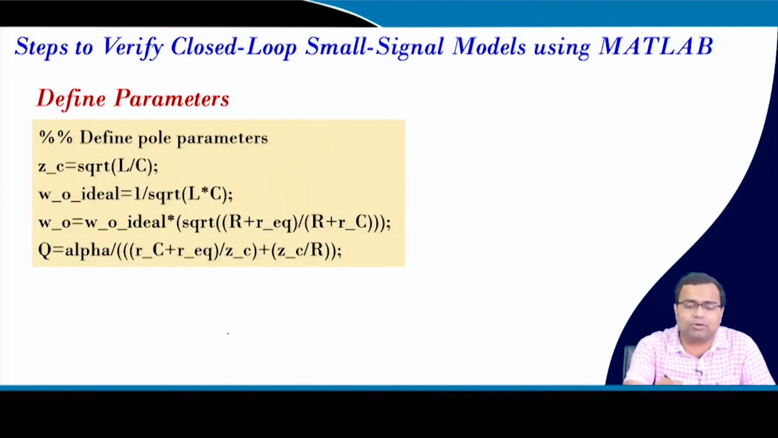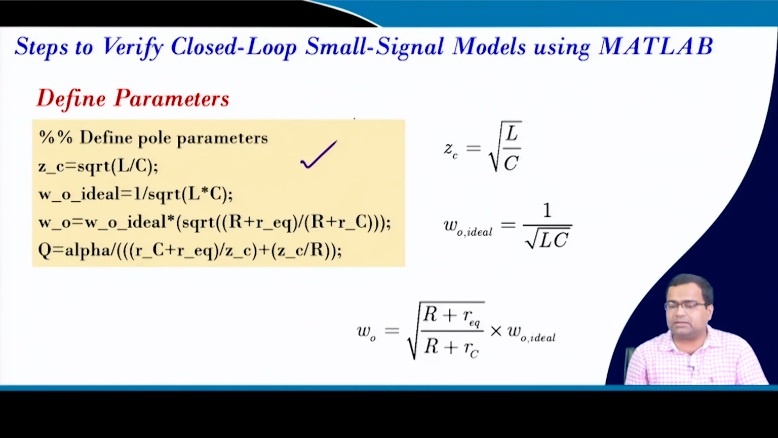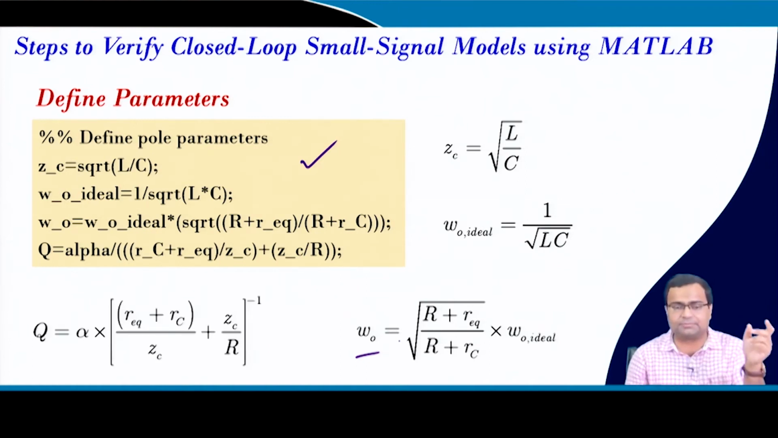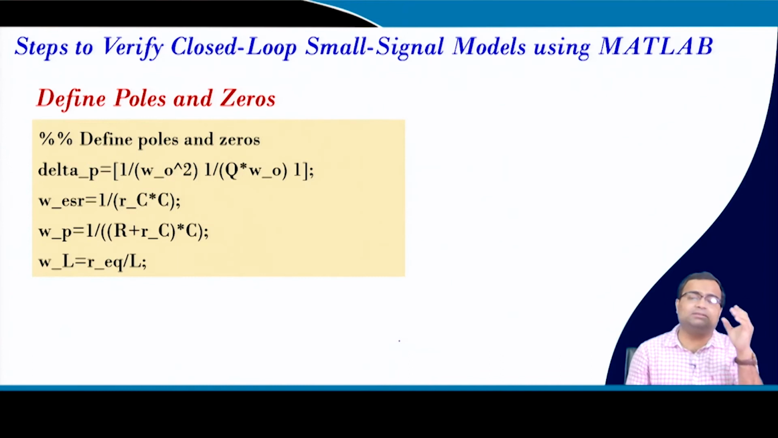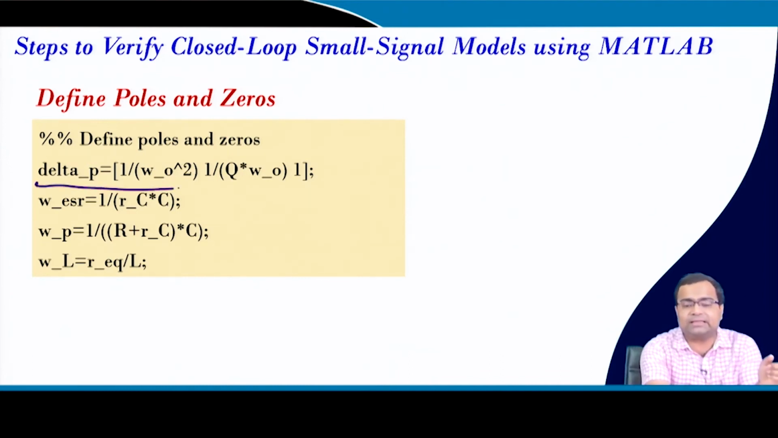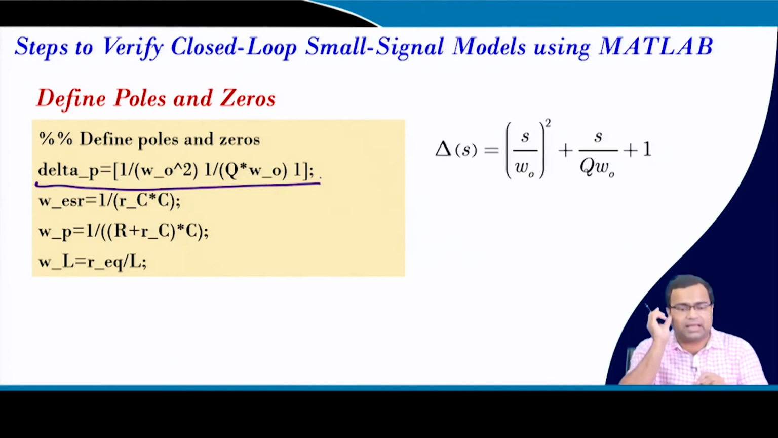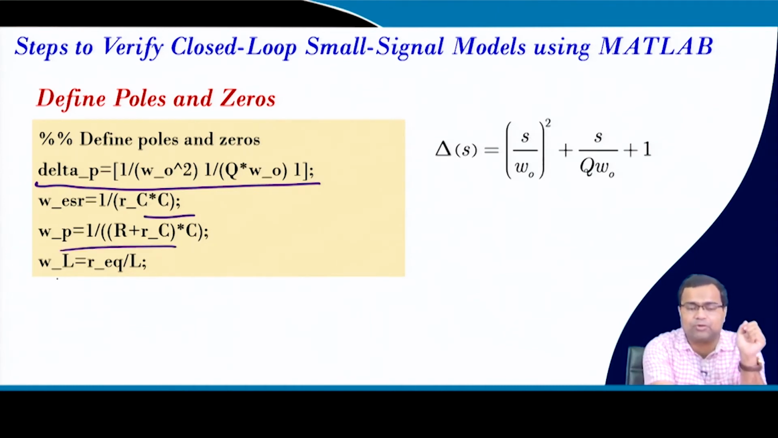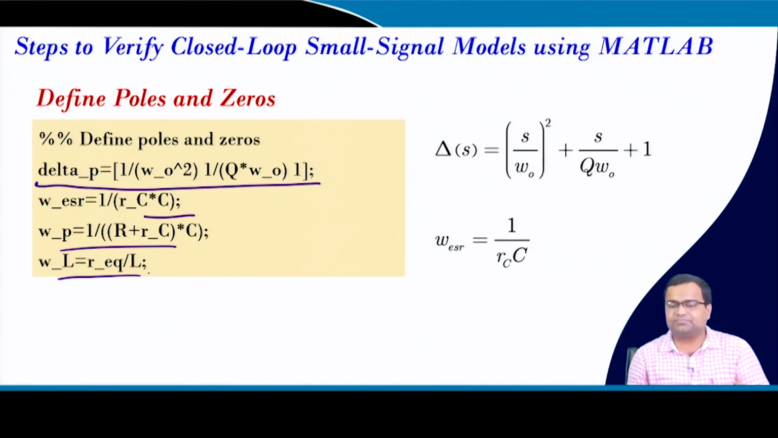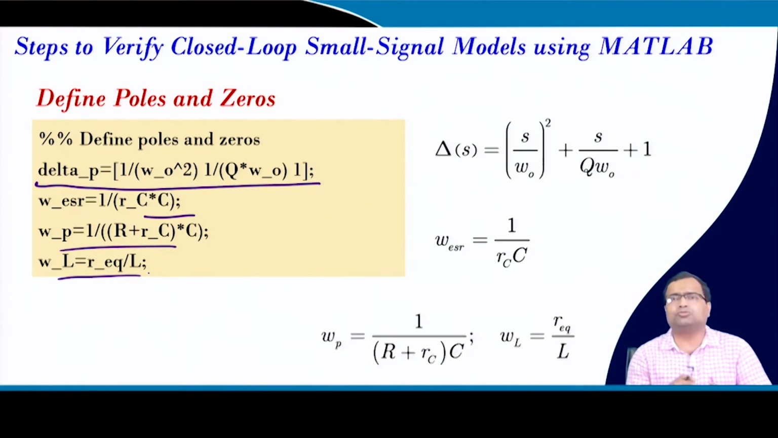Now, for the double pole, all these parameters we have already explained earlier: the characteristic impedance, ideal, practical, natural frequency, then the Q factor. We have also defined earlier the poles and zeros. So, delta P is my open loop pole. This we have discussed, and we plugged it into MATLAB, along with ESR zero, then another pole omega L, which will be needed for output impedance. The other poles we have also written. This thing we have repeated in lecture number 30.